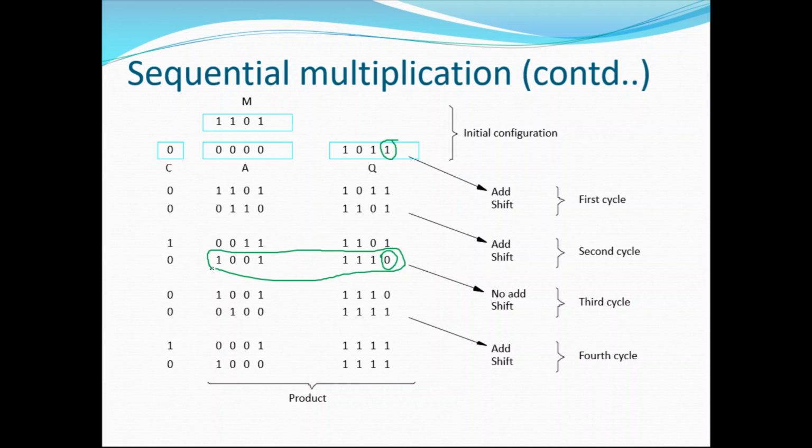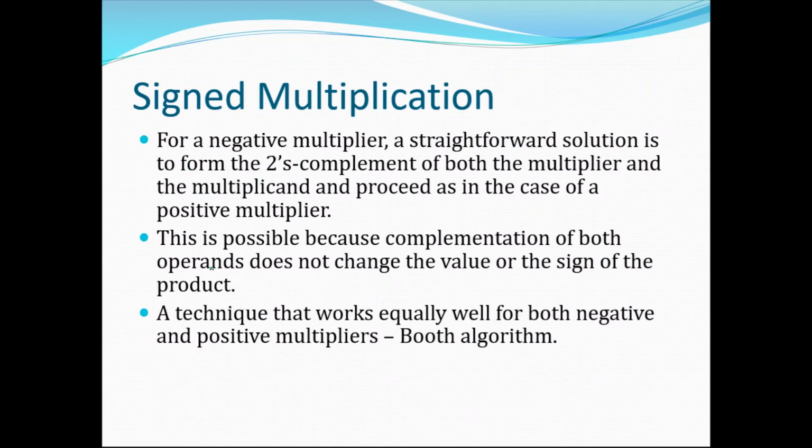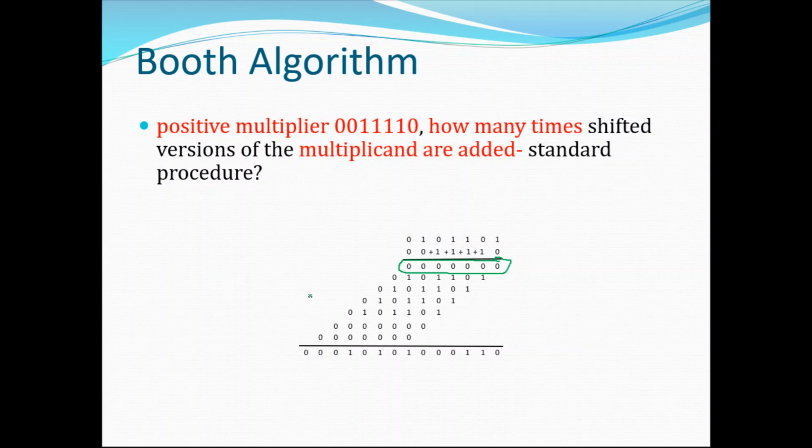So here also, the point I'm trying to make is, only if there are zeros there is no addition. Here there is a zero, no addition. Here there are complete zeros, there is no addition. So totally, 1, 2, 3, 4 times the multiplicand is added. Four times the multiplicand is added, right?